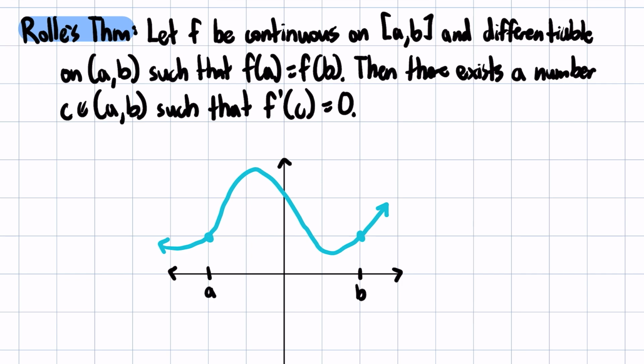The derivative is 0. So in this graph, it's pretty clear that at this point the derivative is 0, slope is 0. And at this point the slope, or the derivative, is also 0. So here we actually have two different points where this is true, but Rolle's theorem just requires that there's at least one point where this is true, so long as f of a equals f of b.